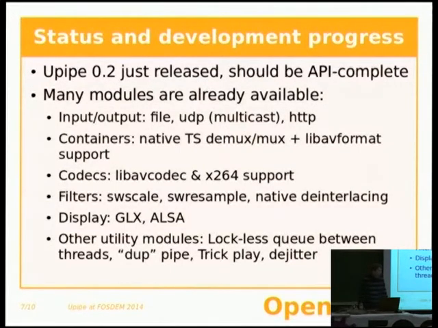From external libraries, we have support for ffmpeg/libav. We have support for x264. And we have a few native modules, in particular TS demux and TS mux. This is our core business. And everything that you need to read a file or to read streams from UDP or HTTP, and so on. And we have utility modules such as dup, which allows you to put a branch in your pipelines, a trick play or deciphering of data, and queues, of course.